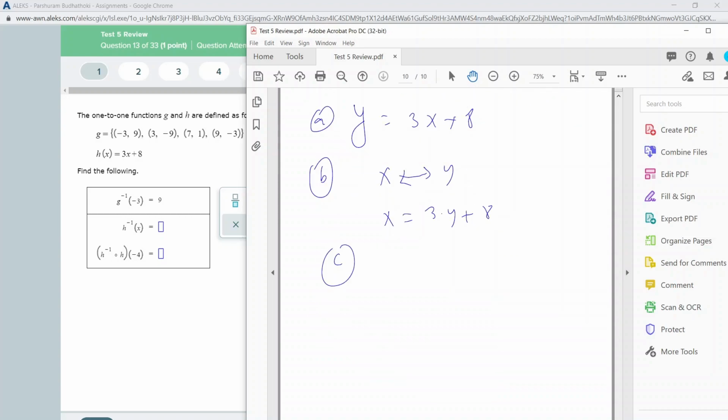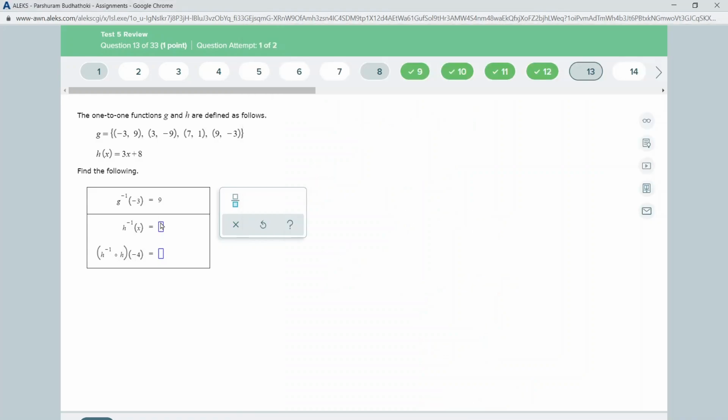So solve for y. I'm just going to subtract 8, so it would be x minus 8 equals 3y. Because I need y only, I have to divide both sides by 3. So y equals x minus 8 over 3. And eventually this y can be replaced by the inverse of the function, which is x minus 8 over 3.